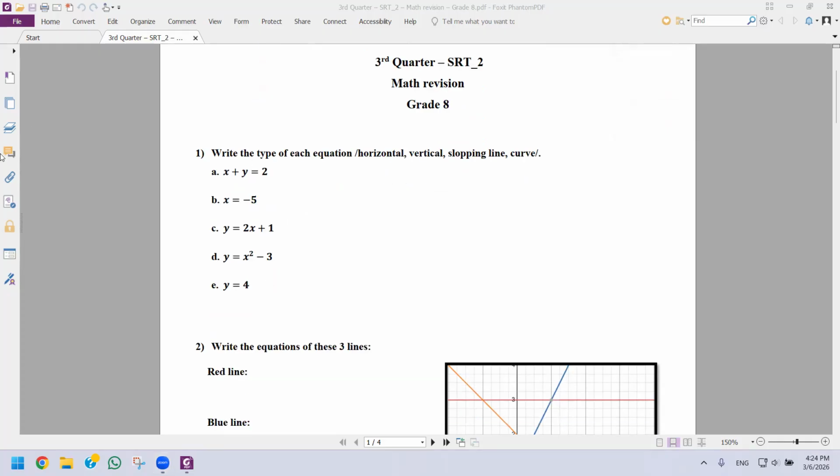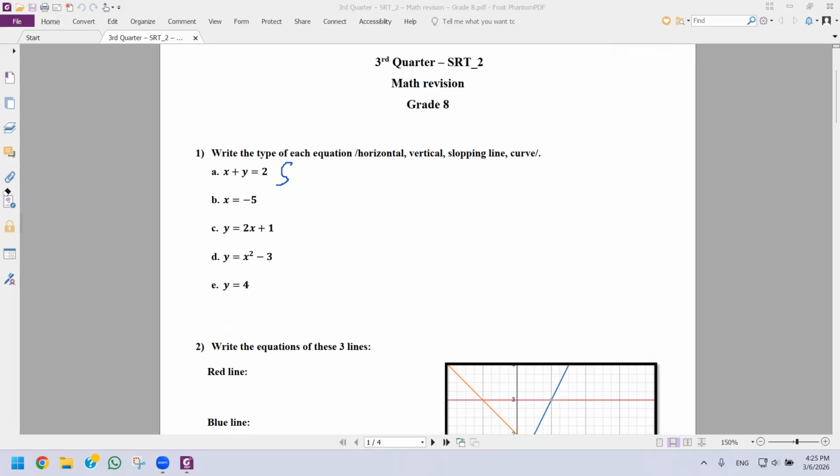We have x plus y equals to 2. So here in this case, we have x and y as variable together. When I have them together, it's not a horizontal, it's not a vertical, it's a sloping line. So when I have x and y together, it's a sloping line. So let me write here S.